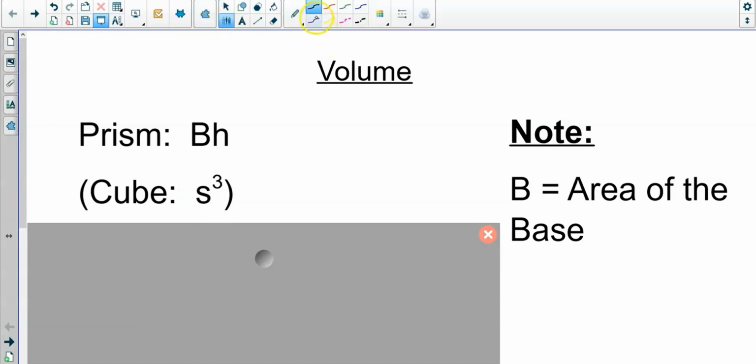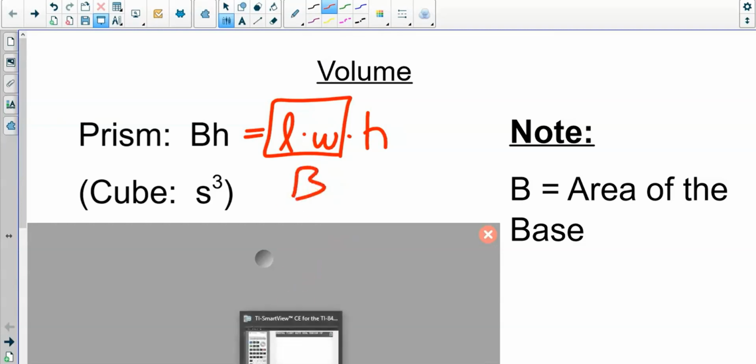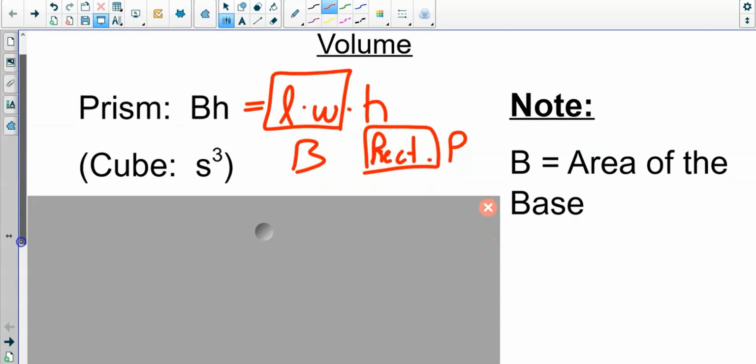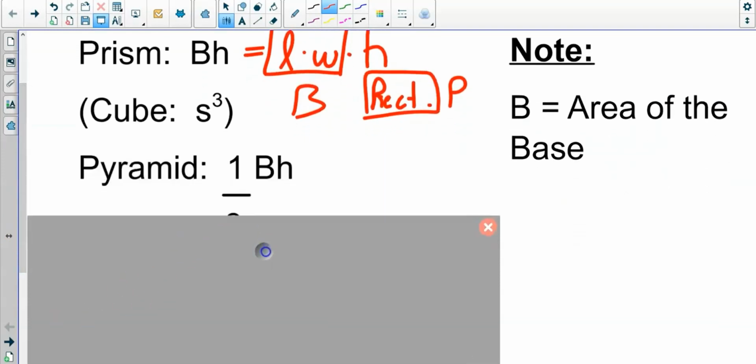Another way that you usually think about the volume of a prism, that most of you know, is length times width times height. And if you look right here, that length and width, that's what we would call big B, because that's like the base area. But again, that length and width times height really is for the prism known as the rectangular prism, because the base of the rectangular prism is usually a rectangle, hence the length and the width. Okay? Just giving you some heads up and some information about some of these formulas that you've seen. So the next one that we want to talk about is what we call the pyramid.